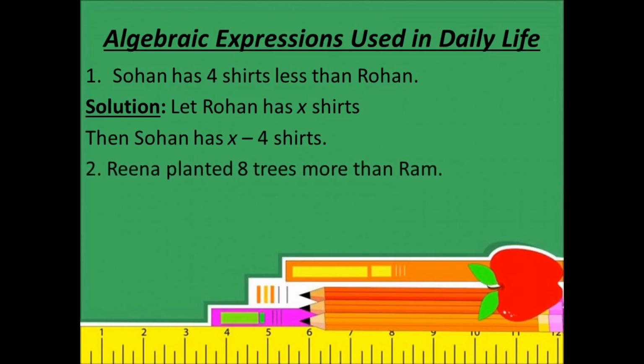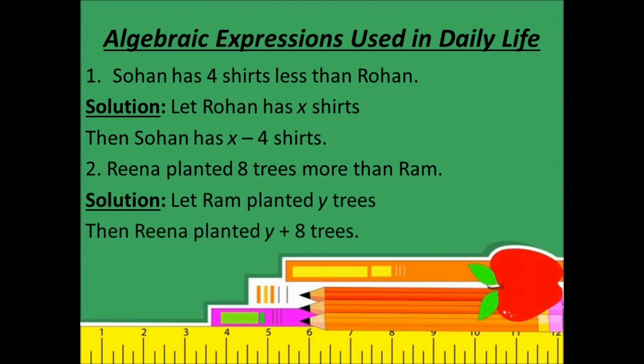Now the second example says that Reena planted 8 trees more than Ram. Now students, here we don't know how many trees are planted by Ram, so we will let Ram plant y trees. Then Reena planted y + 8 trees. Here we are using the plus sign because the words more than are used. Hopefully it is clear to you.